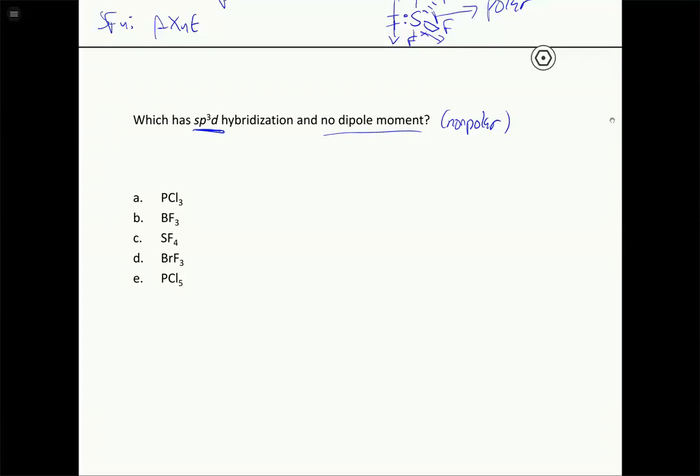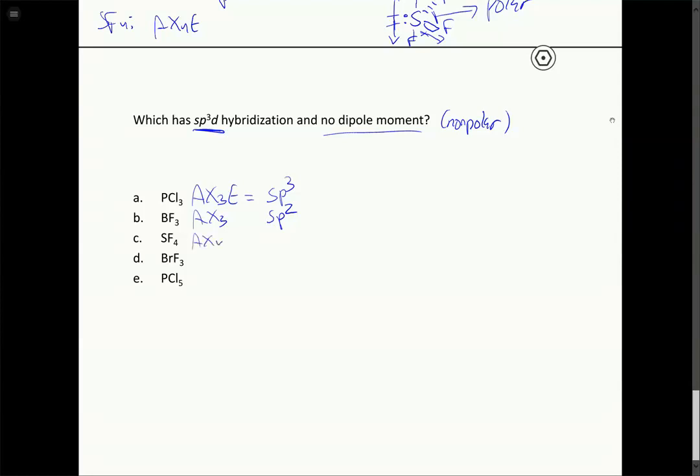So some of these are repeats from what we saw before. PCl3 we haven't seen yet, but that's going to be AX3E, which gives us sp3 hybridization. There are 4 electron groups, so it's going to be sp3. BF3 is going to be AX3 with no lone pairs, so this is sp2 hybridization, only 3 electron groups. SF4 we just saw above, that's AX4E, 5 electron groups, so it's going to be sp3d. So this one has the correct hybridization.